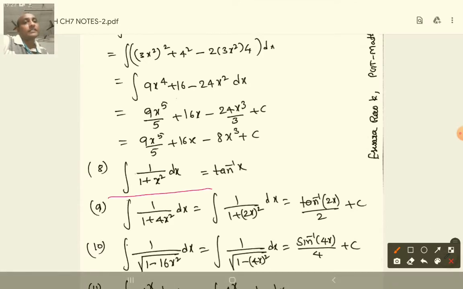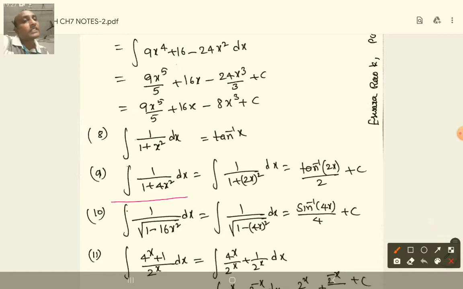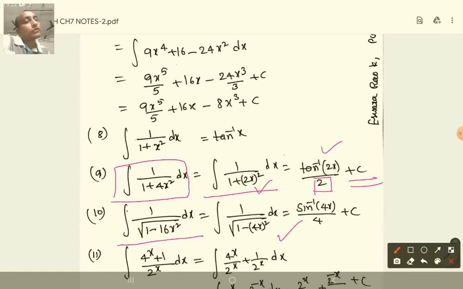Integration of 1 by 1 plus x square into dx. It is the tan inverse x formula directly. But if the question is given like this, integration of 1 by 1 plus 4x square into dx, it can be written as 1 by 1 plus 2x whole square into dx. So then it is tan inverse 2x by 2 because the x coefficient was divided, plus c. Similar way, integration of 1 by root over 1 minus 16x square into dx. So it is integration of 1 by root over 1 minus 4x whole square into dx, which is sin inverse 4x by 4, because we know very well integration of 1 by root 1 minus x square into dx is sin inverse x formula.